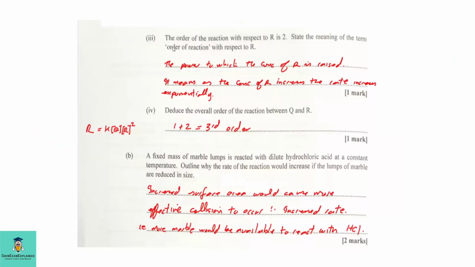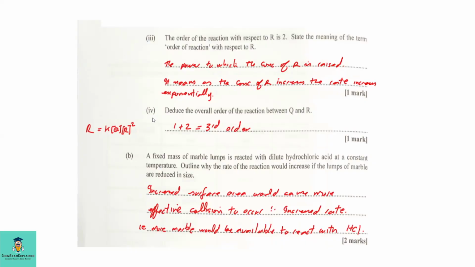2A part 3. The order of the reaction with respect to R is 2. State the meaning of the term order of reaction with respect to R. So the order of the reaction with respect to R is the power to which the concentration of R is raised. This means that as the concentration of R increases, the rate increases exponentially. So this is saying that the concentration of R is second order.